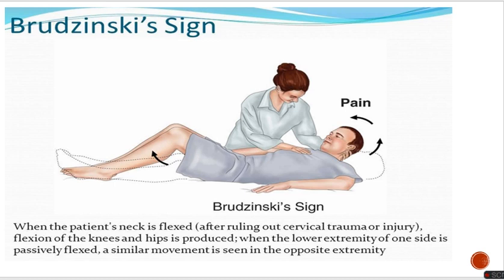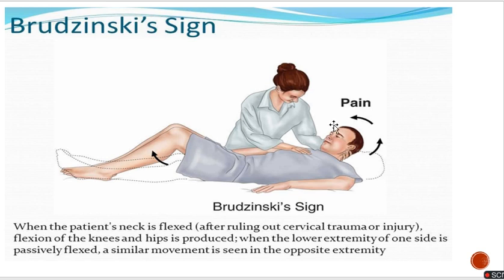So actually in the Brudzinski sign, what happens? In that sign you are flexing the neck. When you flex the neck, there is automatically a flexion of the legs. Why? Because when you flex the head, it causes pain, and as a result there is a spasm of the hamstring muscle as well. So there will be flexion of the leg, or knee joint, and the knee joint will become a little bit flexed.